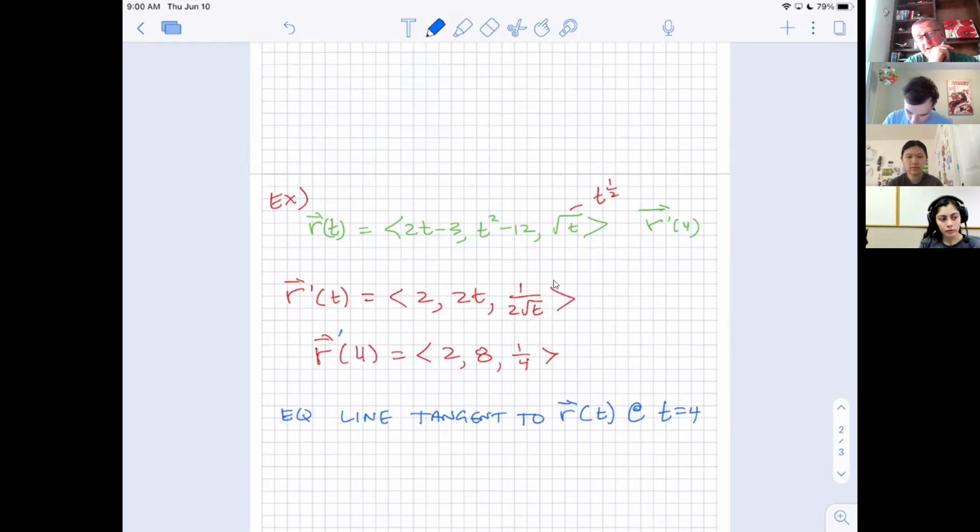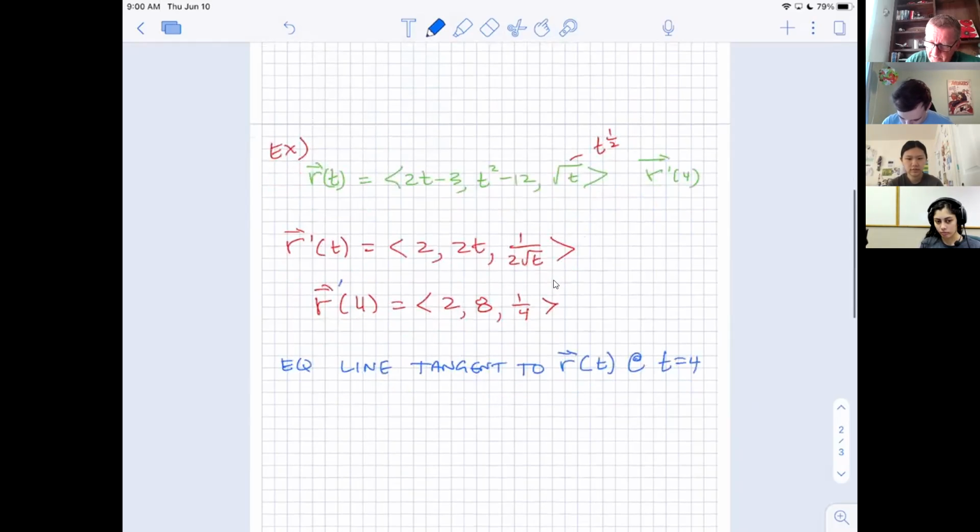That's your direction vector. That's what we just saw on the graph a second ago. What you don't have is a point. In other words, you're going to have to go back and actually figure out what R, not R prime, but R of 4 is. In other words, where are you? What point are you actually at? Well, that's not hard.